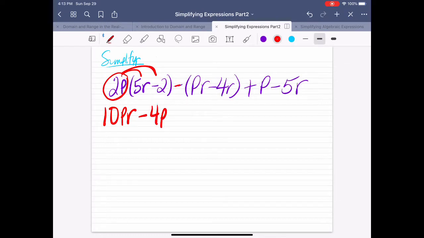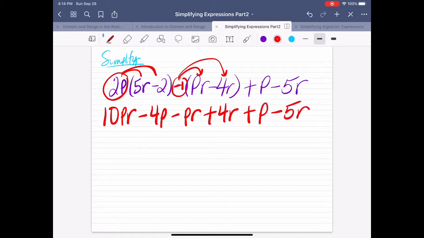Let's move on. I see a minus here, but in reality that's a negative 1. So let's distribute a negative 1. Negative 1 times pr is negative 1 pr. Negative 1 times negative 4 gives us positive 4r. Bring these two down.